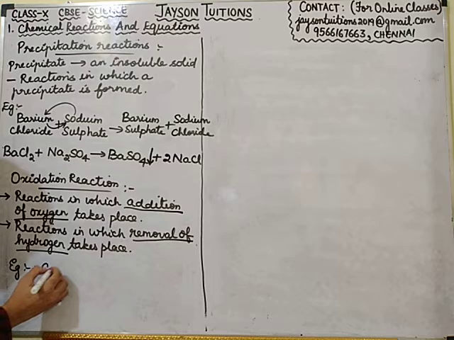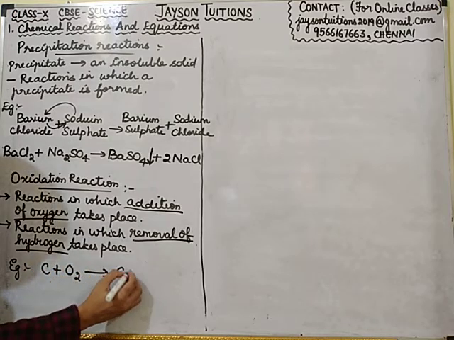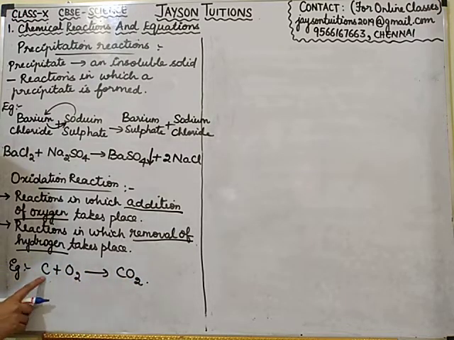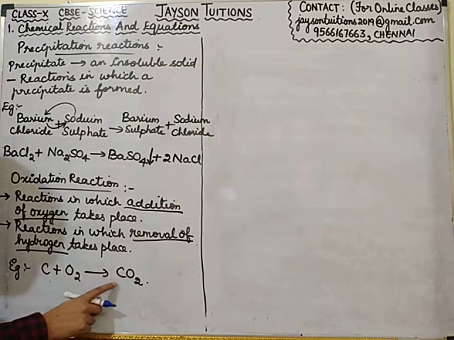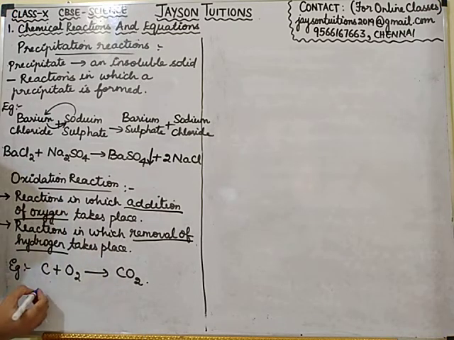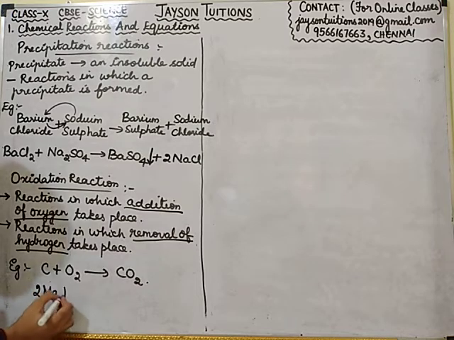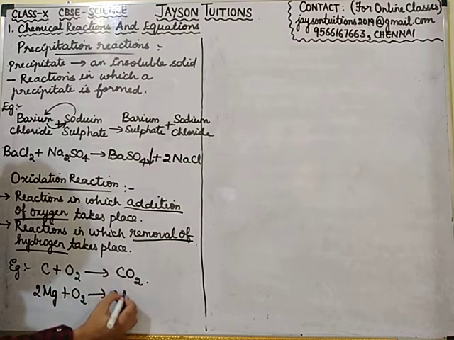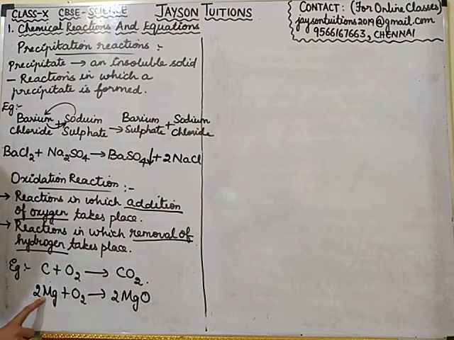We will write one example. C plus O2 gives CO2. Here carbon is alone, and we are adding oxygen to this carbon, so it is an example of an oxidation reaction. 2Mg plus O2 gives 2MgO. Here I am adding oxygen to magnesium, so it is also an example of an oxidation reaction. So oxidation means addition of oxygen or removal of hydrogen.